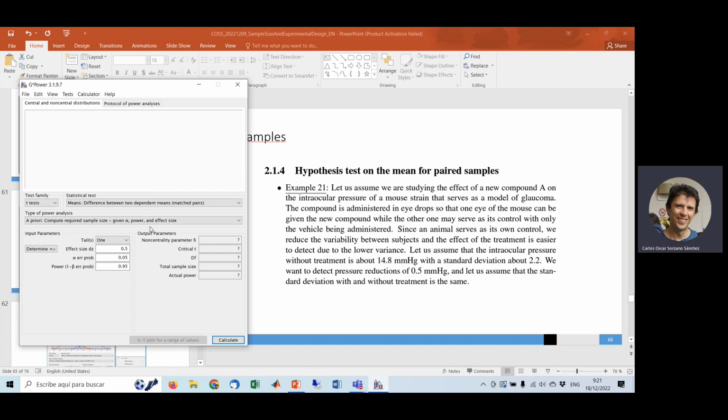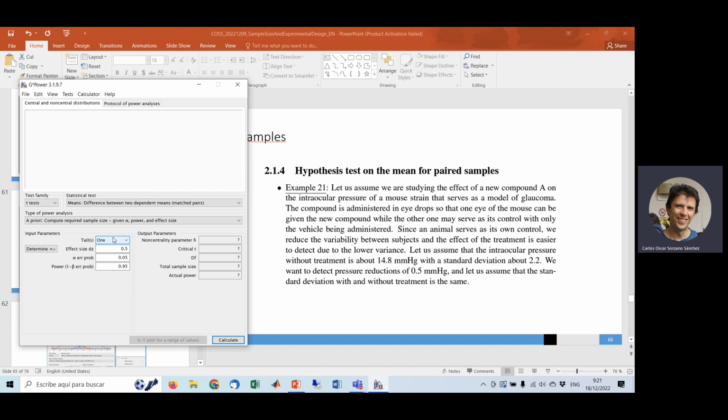And now it comes how many tails you will use in your comparison. So we can have two possibilities. One is we want to detect, we will use an eye drop, and this eye drop may increase the pressure or may decrease it. But if we are interested only on one side, I don't want to find those drops that increase the eye pressure. I am only interested in those that decrease it. So that is a one tail.